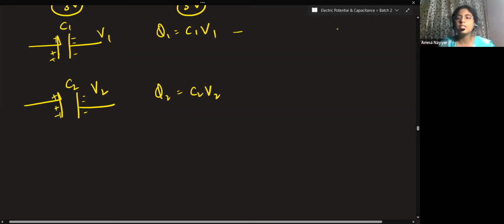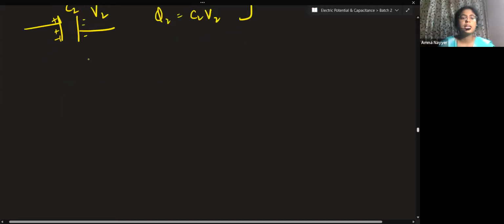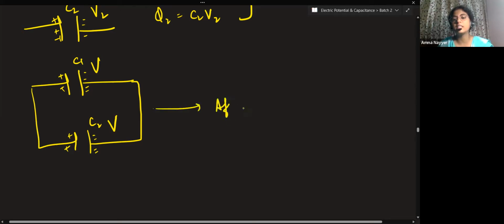So these are the charges before sharing. Now we have not connected them. Now somehow by means of a wire, if I connect both the capacitors, this was the first capacitor, now I have connected it with the second capacitor. There won't be any effect on the capacitors. This will be C1, this will be C2. But now the charges will flow from the one having higher potential to the one having lower potential till both of them achieve the same potential. So this is the case after sharing.